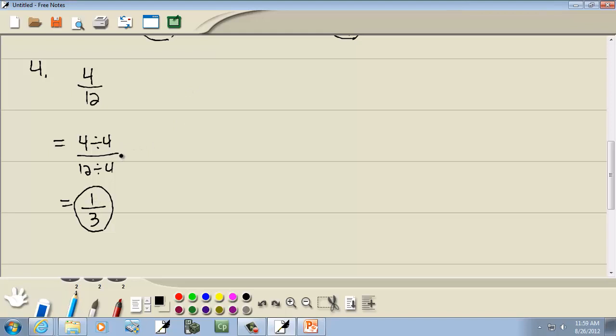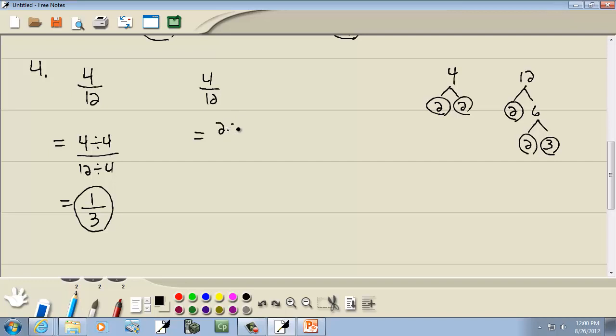Okay, now some people can't see what's the largest number that goes into that. An alternative way of doing this is to do the prime factorization of each of those numbers. Like 4 would be 2 times 2, if you remember this from Unit 1. 12 would be 2 times 6. The 2's prime, so circle it, and 6 is 2 times 3. So we can take our fraction and do the prime factorization at the top and prime factorization at the bottom. The top would be 2 times 2, and the bottom would be 2 times 2 times 3.